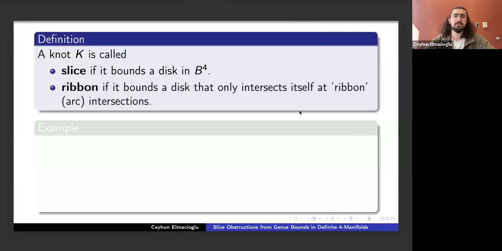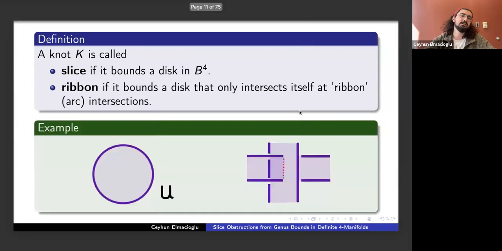And the second class of knots are what are called the ribbon knots. They bound a disk which intersects itself at ribbon intersections, the arc intersections, and for example, on the right, you see a prototypical example of a ribbon intersection. We only want these kinds of intersections.